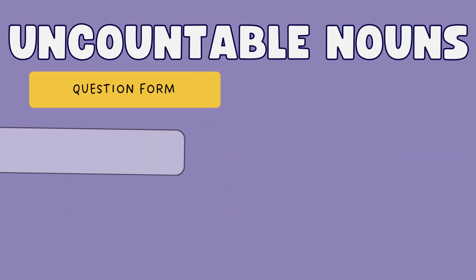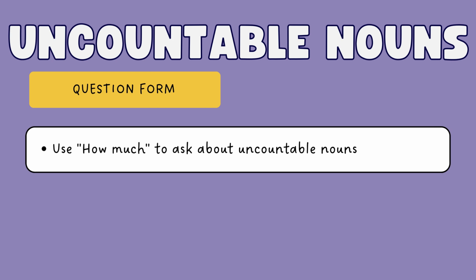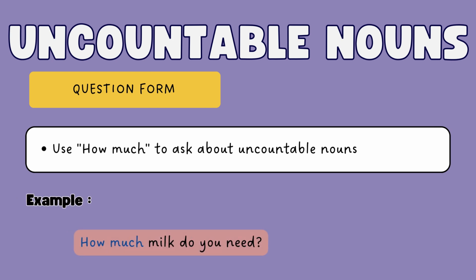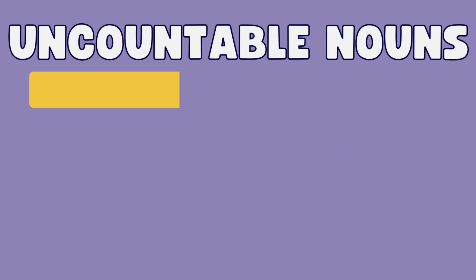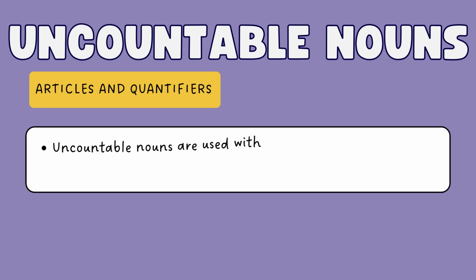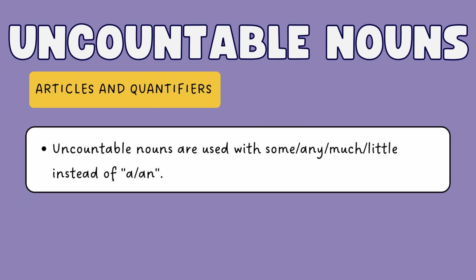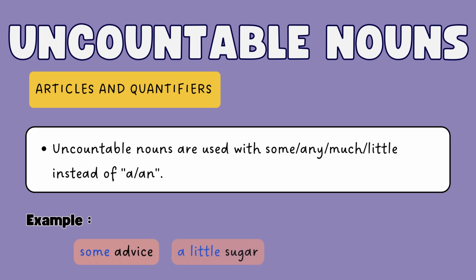Question form. Use how much to ask about uncountable nouns. Example: how much milk do you need? Articles and quantifiers. Uncountable nouns are used with some, any, much, little, instead of a and an. Example: some advice, a little sugar, much information.